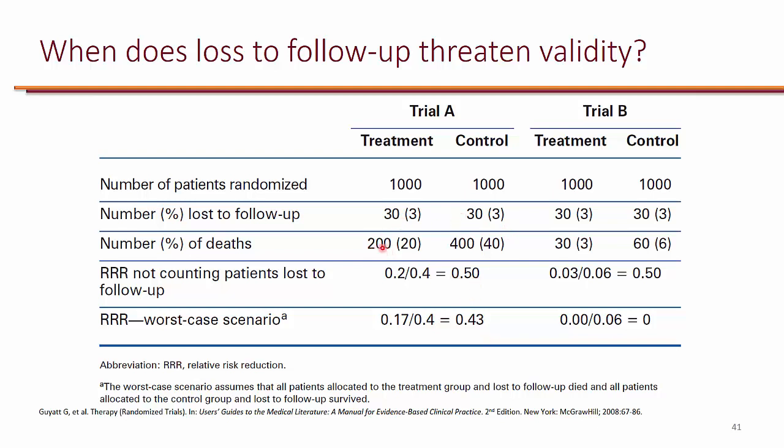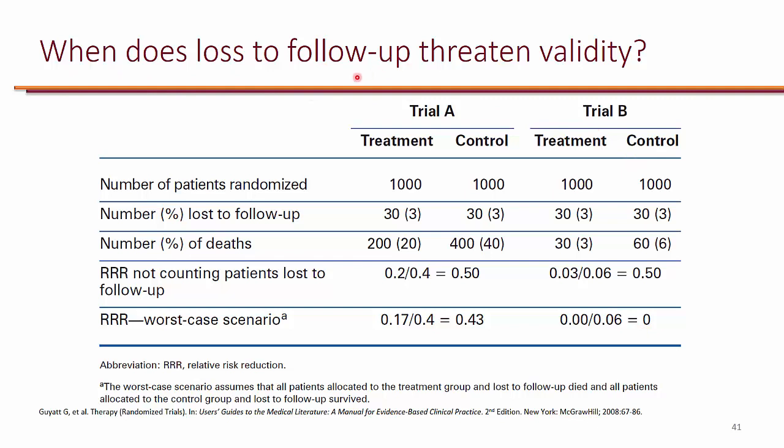In a study where a lot of people died, it doesn't really make a difference, because that 30 lost to follow-up is insignificant compared to 200 people who died. So it changed the relative risk reduction only slightly. Whereas in a study where the rate of mortality was smaller, so 30 people died, if you also consider the 30 patients lost to follow-up, suddenly you double the number of patients who died, and it actually changed the number significantly. So now you're showing a relative risk reduction of close to 0. So it made a huge difference.